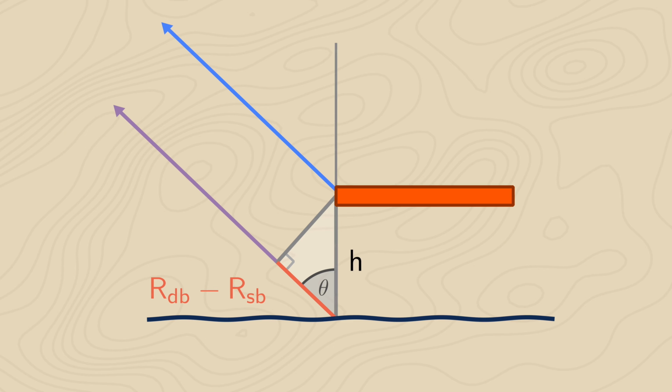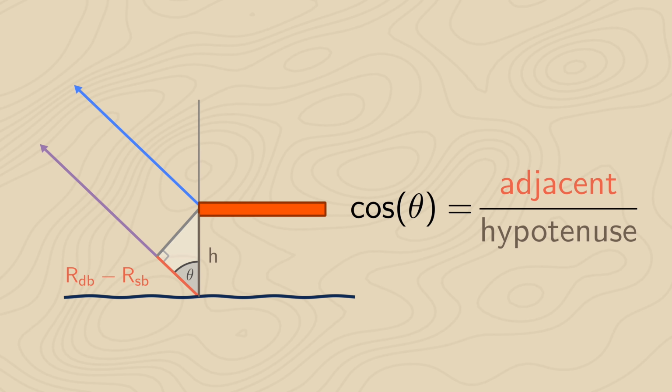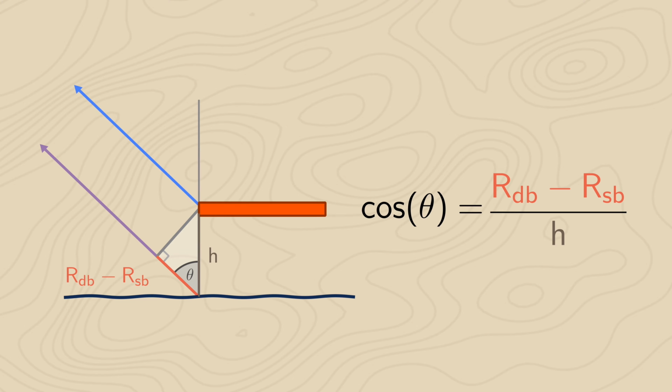Now we have a right angle triangle, so you might already suspect what our next step is. We can use the rule of cosine for right angle triangles, which states that the cosine of theta is equal to the length of the adjacent divided by the length of the hypotenuse. And in our case, this is the difference in ranges between the double and single bounce divided by the clearance h.